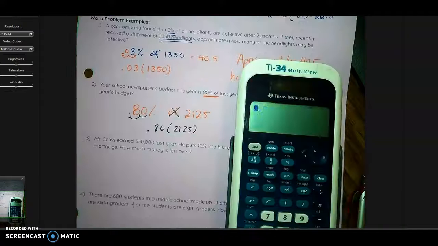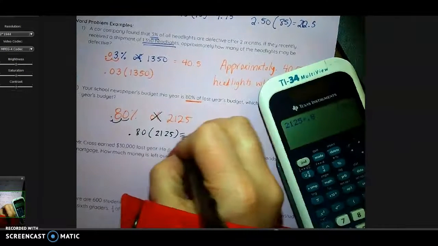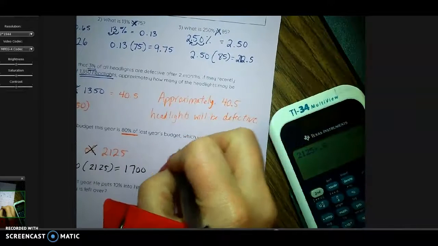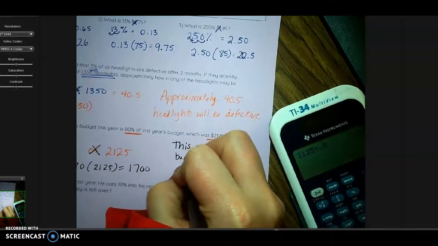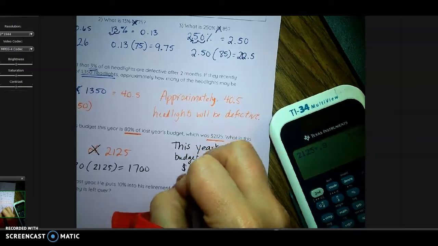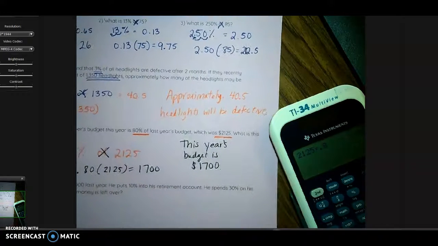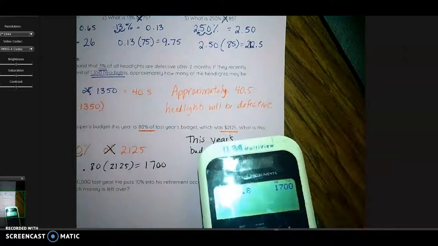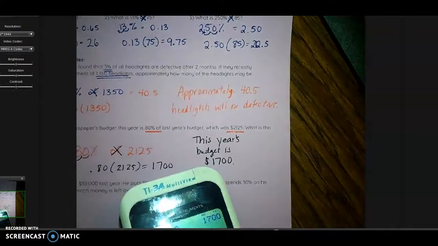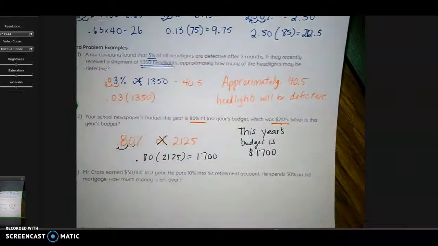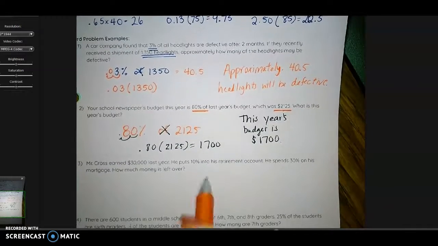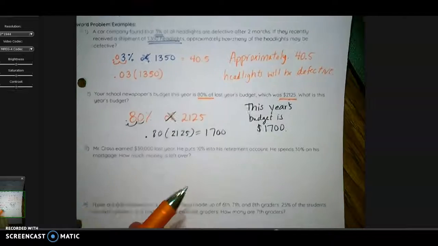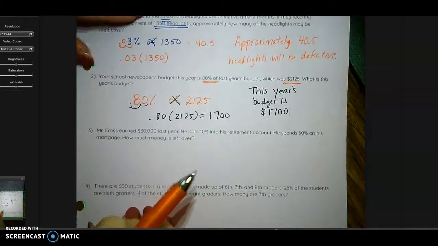And when I multiply that, I get $1,700. So that means this year's budget is $1,700. So you know 80% is less than 100%. So I don't have all of last year's budget. I only have 80% of it. So that's less. And I can think too, like 50% would be around $1,075. So I know that I'm over that, so I'm in between those two. So at least I have it, you should be close.